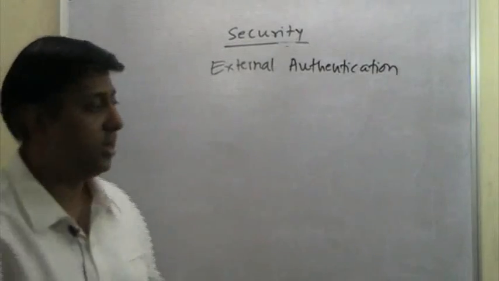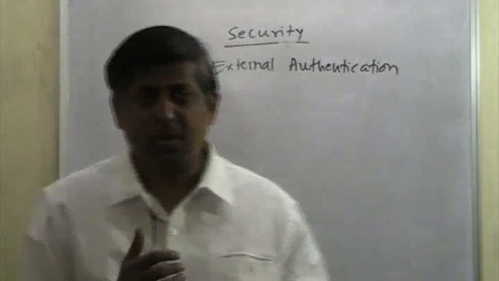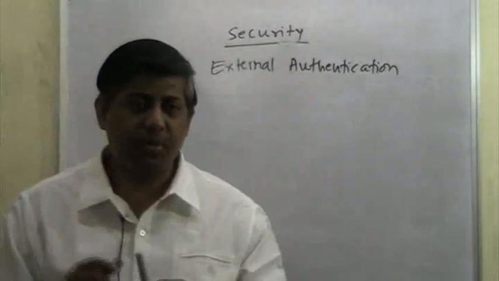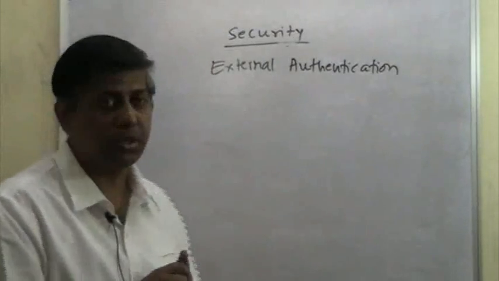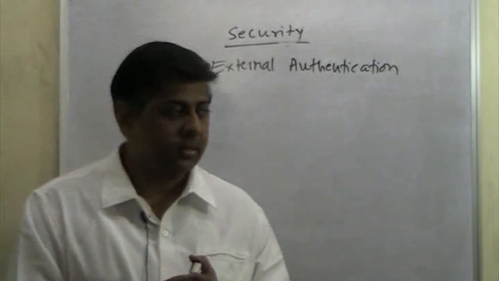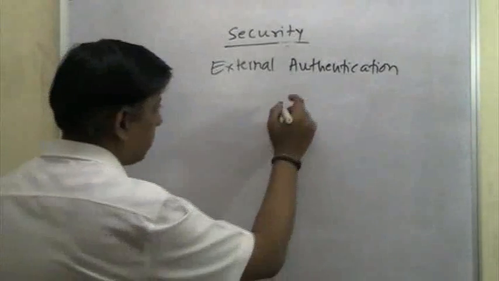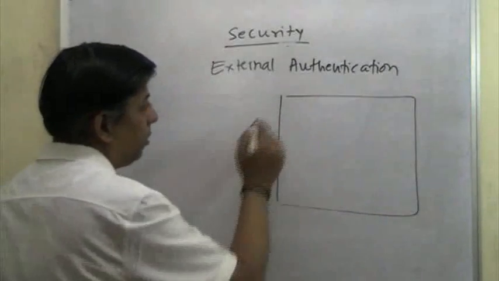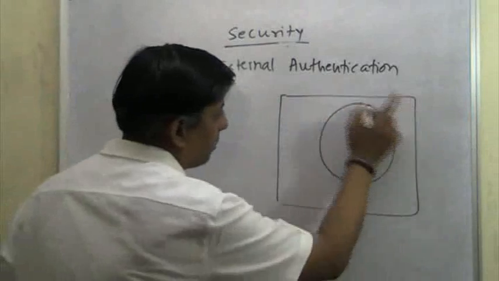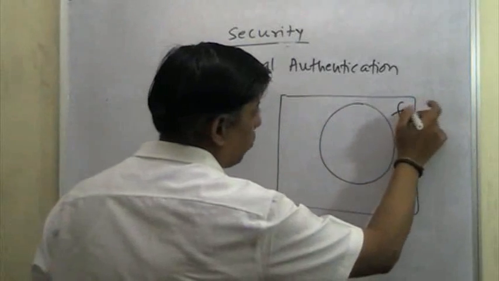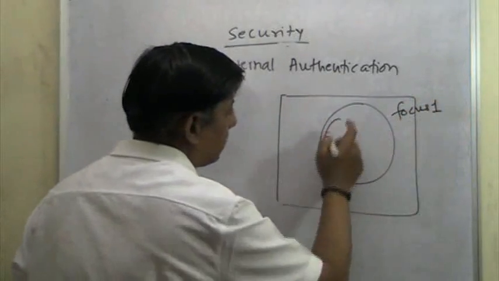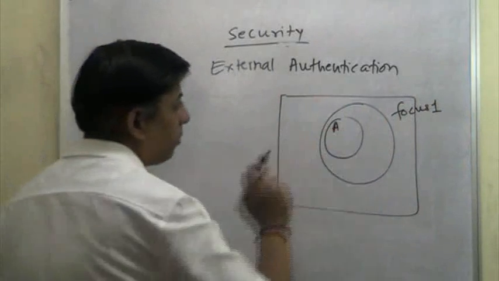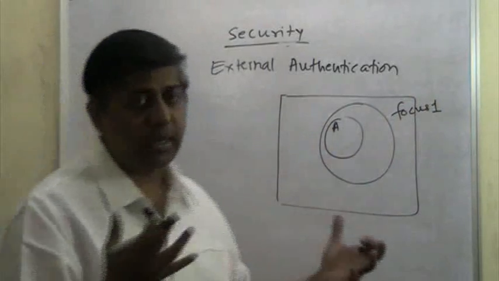External authentication. This is actually not too complicated unless we understand this one small topic there. What is an external authentication? Let us again go back to the basics. This is my Unix machine, or this is my Windows machine. On this machine, I have a database. Database name is, as usual, Focus1. Then there is a schema called user A, and now I want to log into this database. How do we do it here?